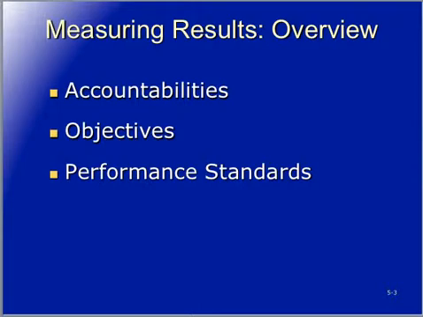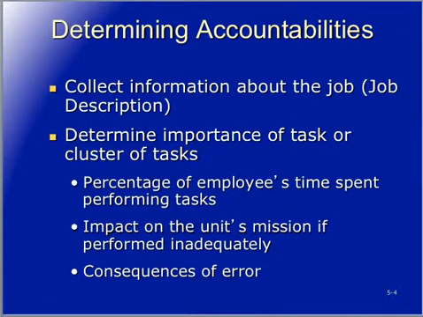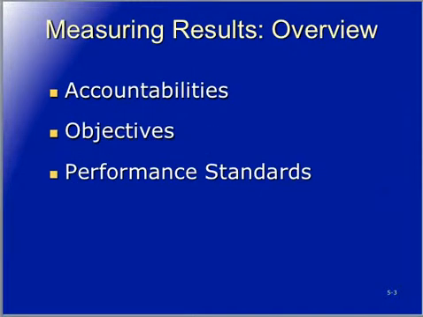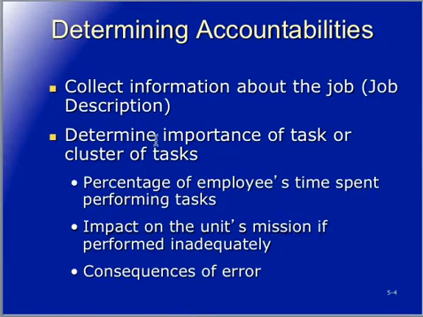Okay. So how do we determine accountabilities? It's the first bullet on our measuring results list. Well, we need to first collect information about the job. We do that by looking at a job description. You conduct a job analysis like we've talked about in earlier chapters to collect the information that you need to outline accountabilities.